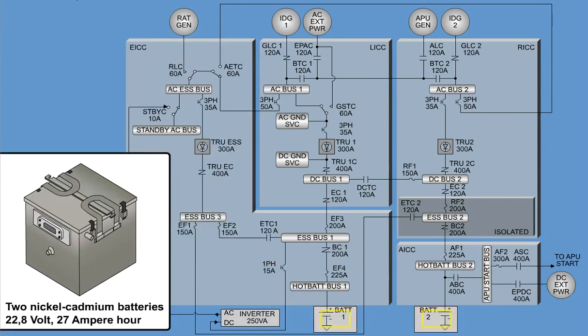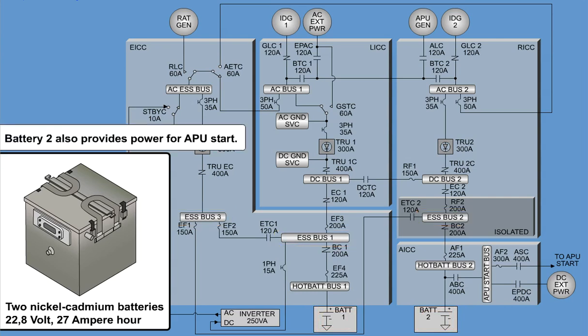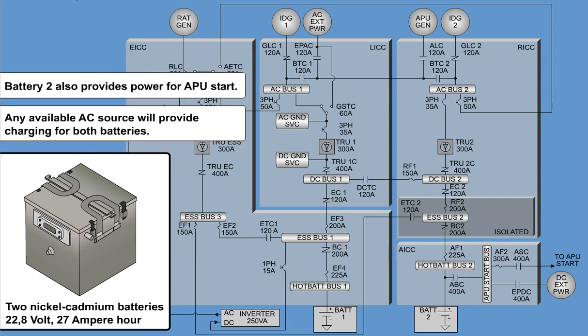Two nickel-cadmium batteries, rated at 22.8 volt, 27 ampere hour, provide the essential loads in case of power failure of all generators. Battery 2 also provides power for APU start. Any available AC source will provide charging for both batteries.